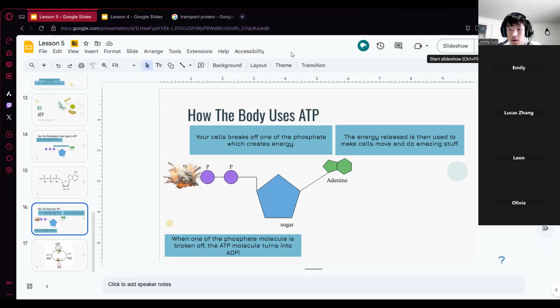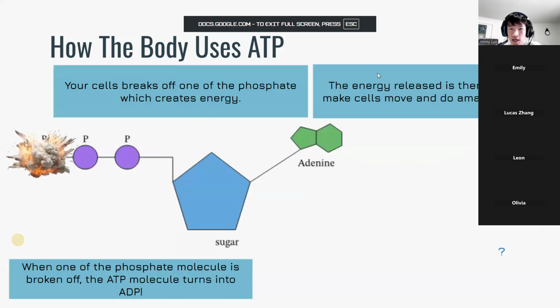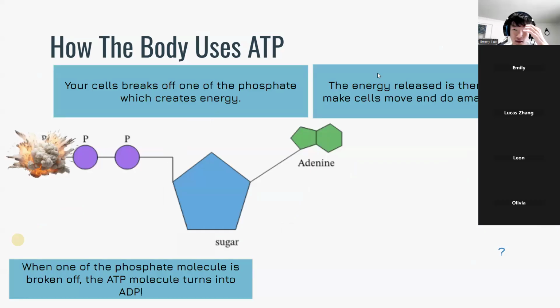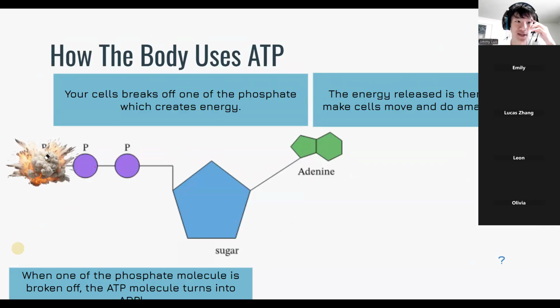Okay. Now, Lucas asked an amazing question, saying, what happens to the phosphate? What happens to the little tail, right? The little P, the phosphate, the little circle. So ATP becomes something else. ATP gets broken, and what does it become after it's broken off? So when it breaks off, when it gets removed, ATP turns into something called ADP, right?